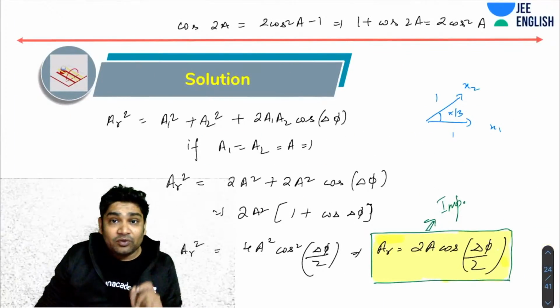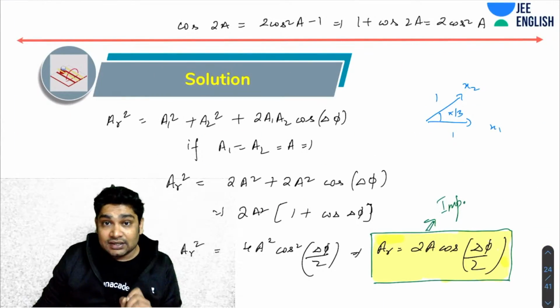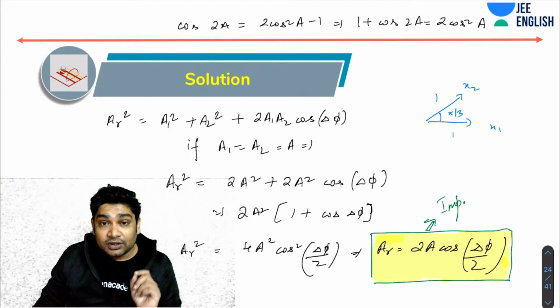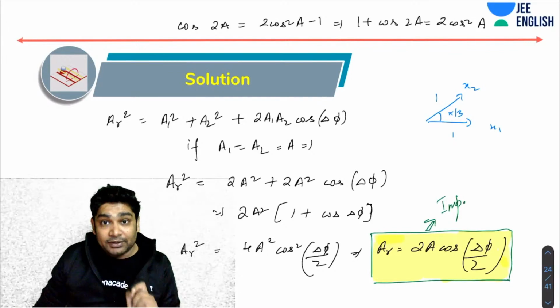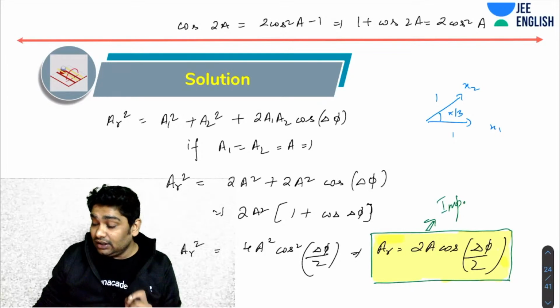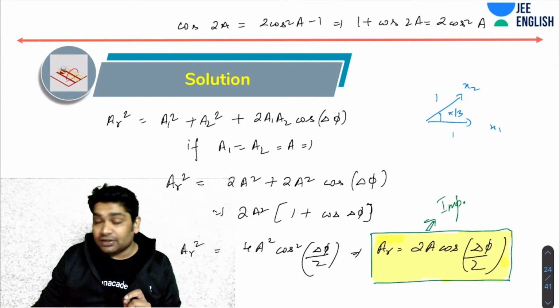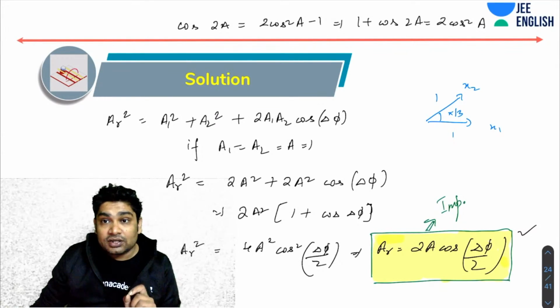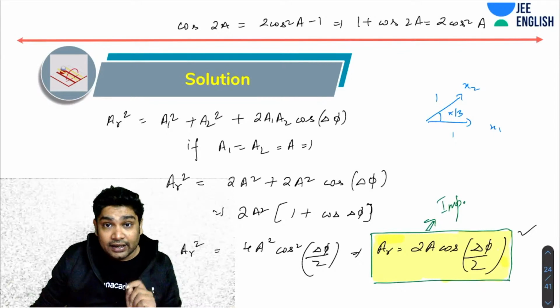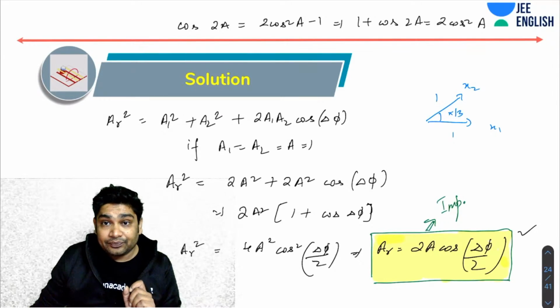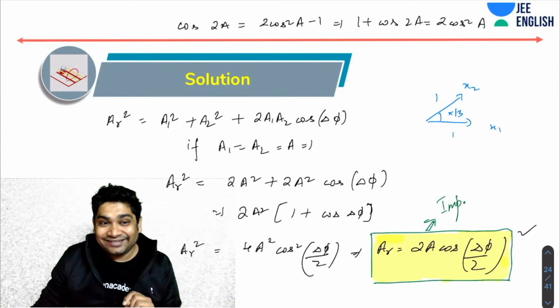Again, let me remind you one last time, remember this result. Whenever you are superimposing two SHMs which have the same amplitude and the same omega, the resultant is given by this expression. This is a very important result which we will be using again and again. So you should memorize this. Okay, remember this, brother.